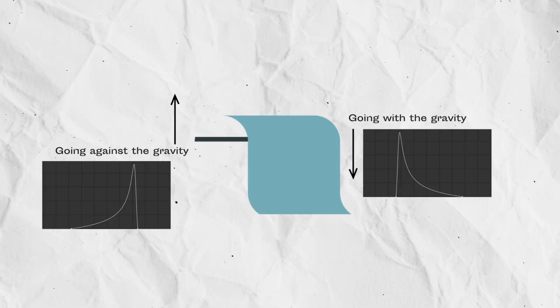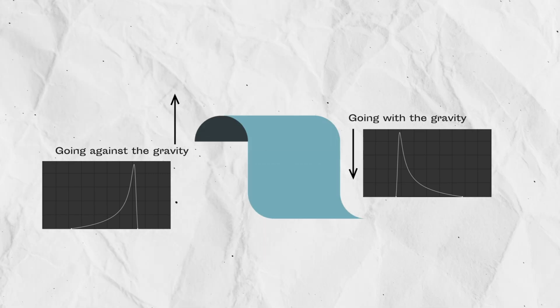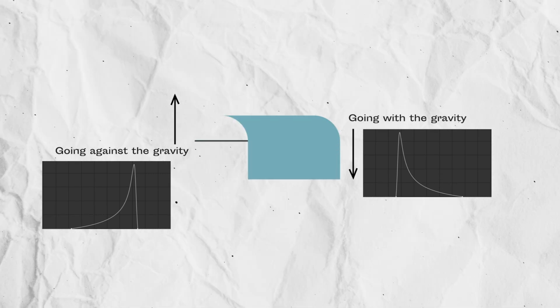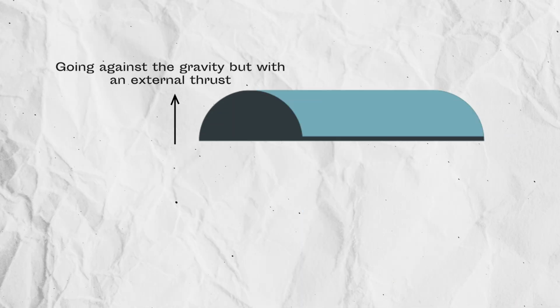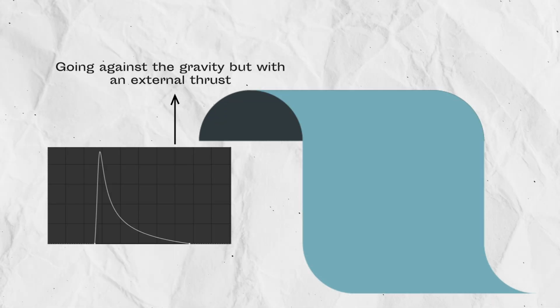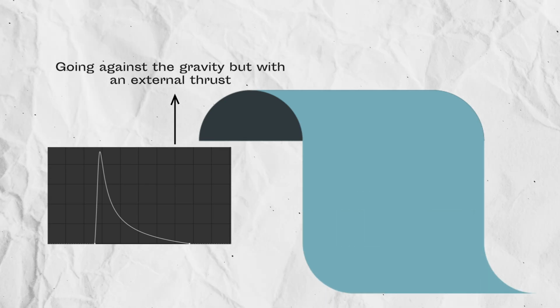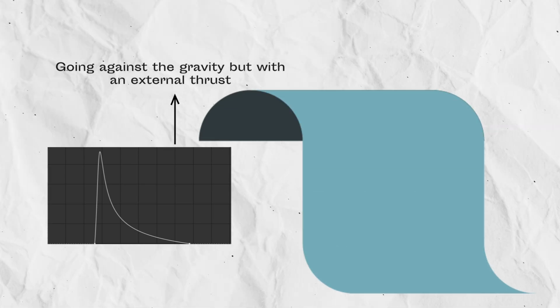Now this is very subjective because one can say, what if the part going up is thrusting upwards with an external force? In that case, the speed graph might look different. So this all kind of depends on what is the look you're going for.